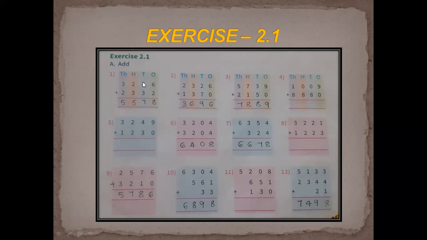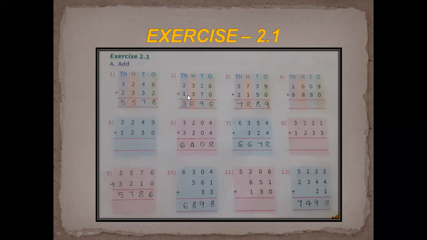And then in the tens place 4 and 3 are there. We keep this 4 in our mind and take 3 in our hand. After 4, count three fingers: 5, 6, 7. In the tens place we write 7. And then in the hundreds place 2 and 3 are there, that equals 5. Then 3 plus 2 equals 5. So the answer is 5578.